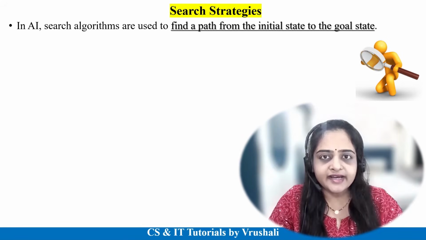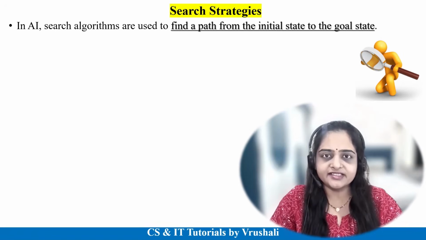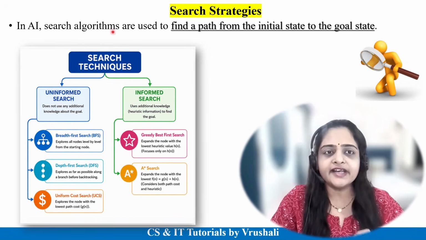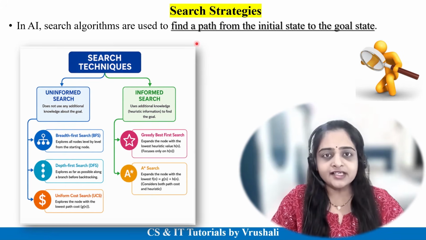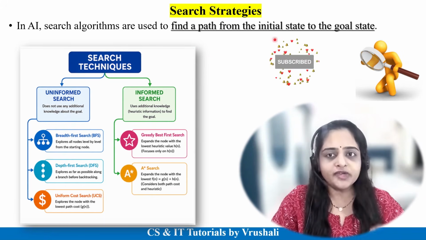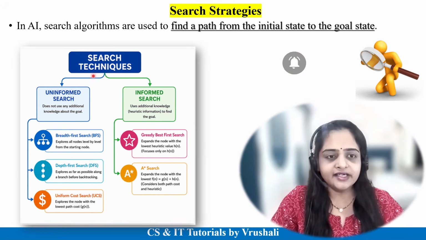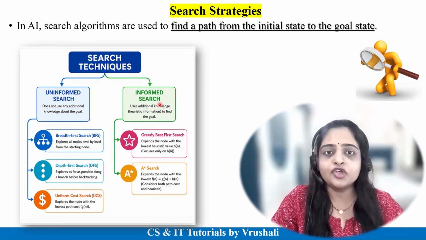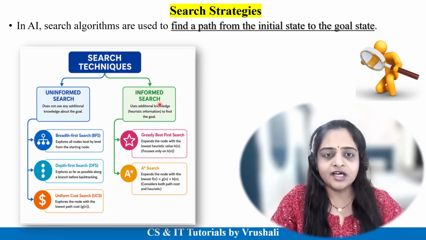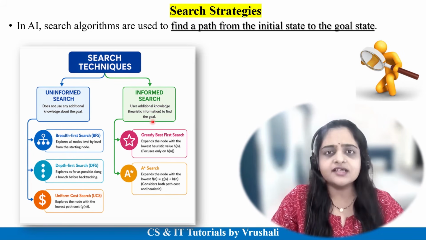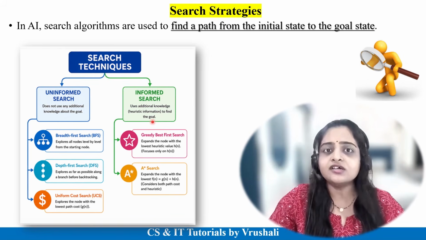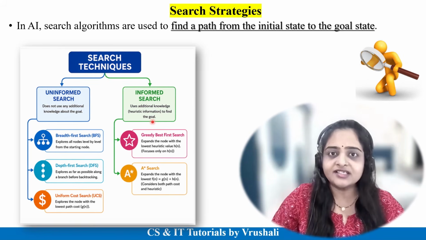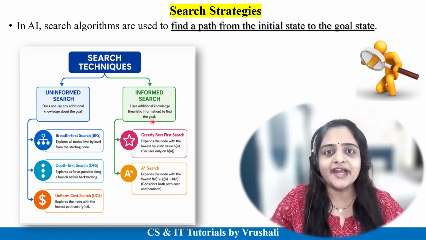Now first we will understand searching strategies in artificial intelligence. In artificial intelligence, there are multiple searching algorithms. These algorithms are used to find the path from the initial node to the goal state. There are two types of searching techniques, uninformed search and informed search. Informed search is also known as heuristic searching algorithm. Informed search means they use some additional knowledge, some information, some heuristic function to reach the goal. They find the path from initial state to goal state by using some additional knowledge.